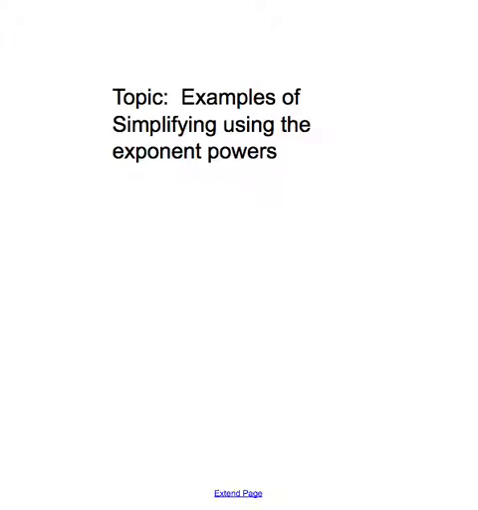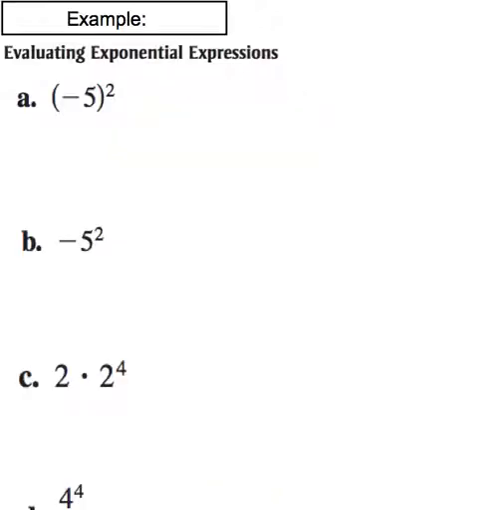Here is a video that focuses on the exponent power rules and how you simplify those. So our first example is (-5) squared. One thing you can identify this as is -5 times -5, which is a negative times a negative, which is positive 25.